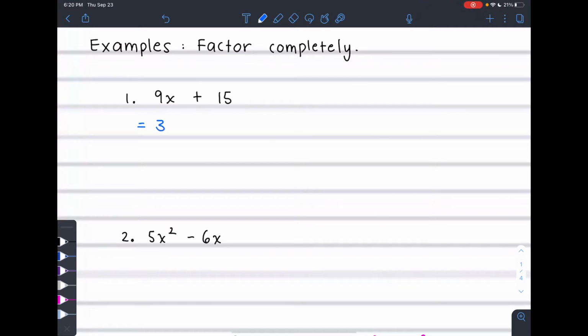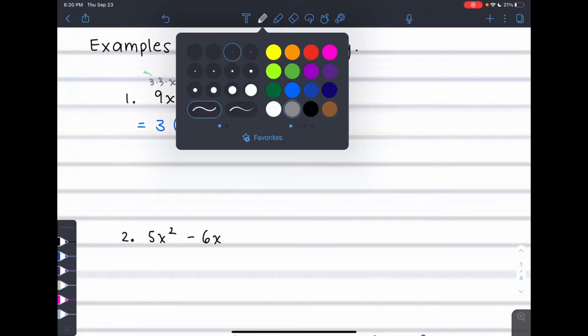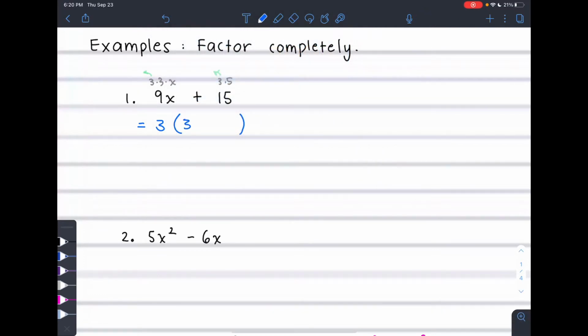Well, that's 3. And that's the only thing I can pull out, right? If I were to rewrite this, 3 times 3 times x, and that's 3 times 5. So if I take out this 3 and that 3, that's the 3 that comes in front. So what is left over inside this binomial? 3x and 5. And that's it.